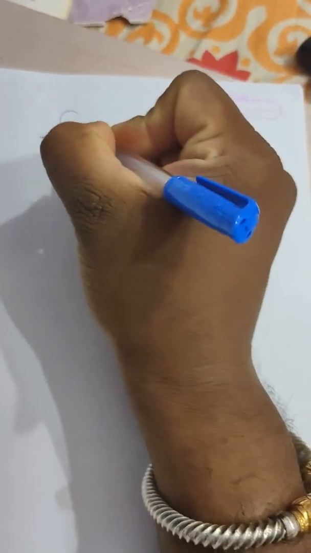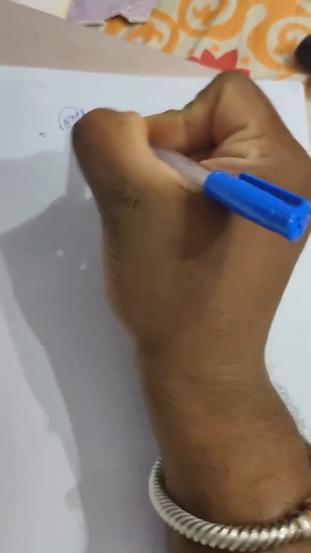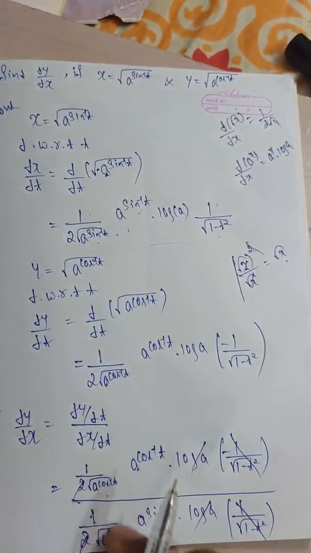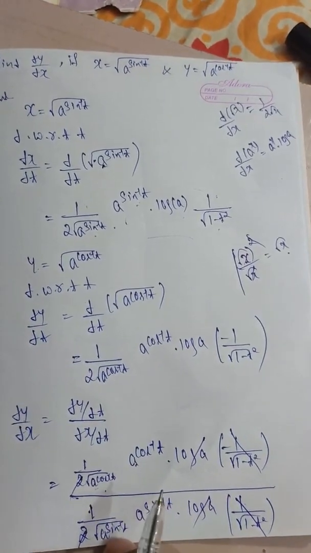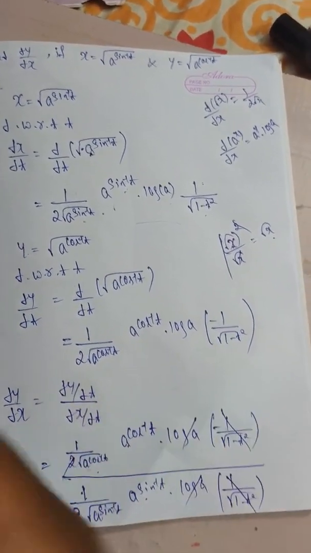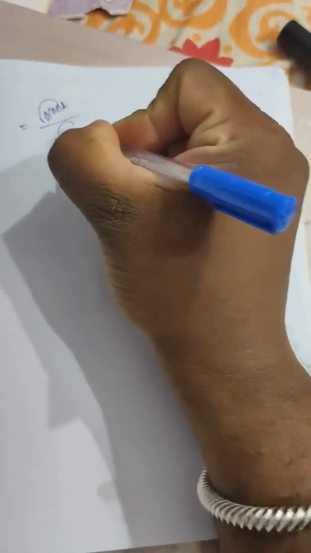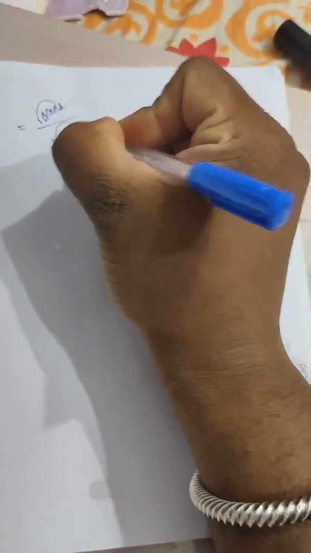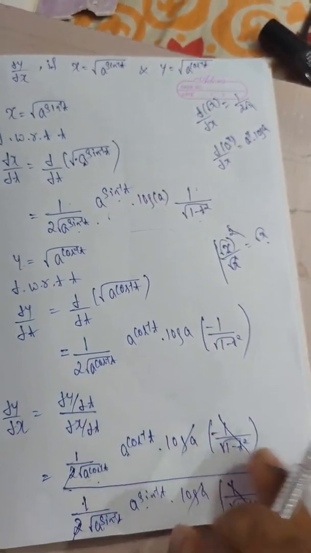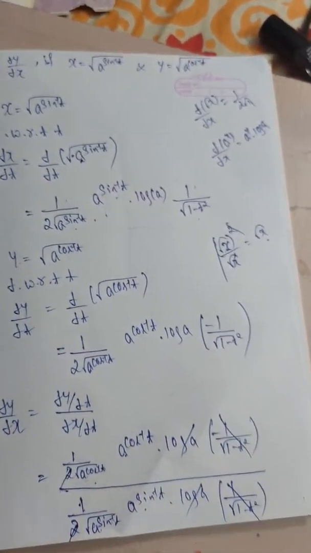root of a to the power of cos inverse t, and by the same logic a to the power of sin inverse t by root of a to the power of sin inverse t is root of a to the power of sin inverse t, and we have a minus here. That minus I am writing again here.